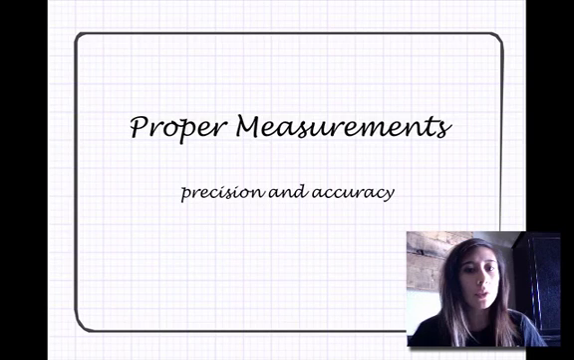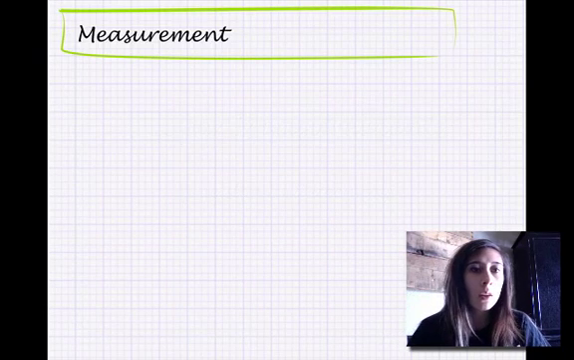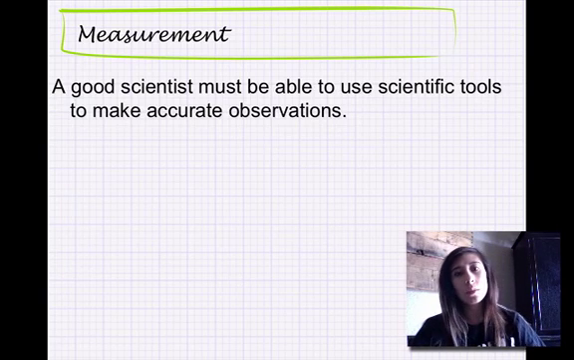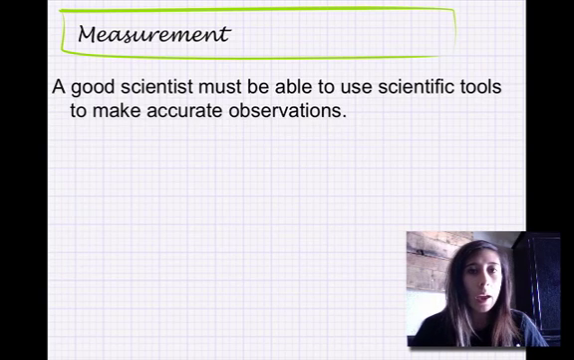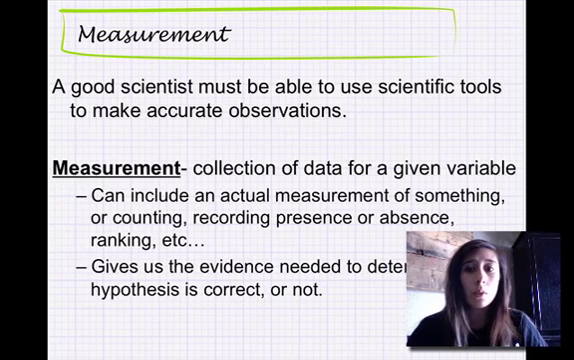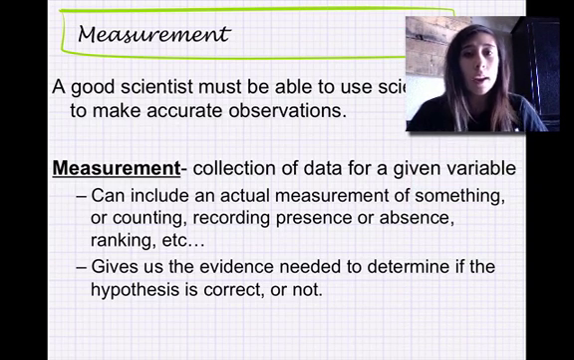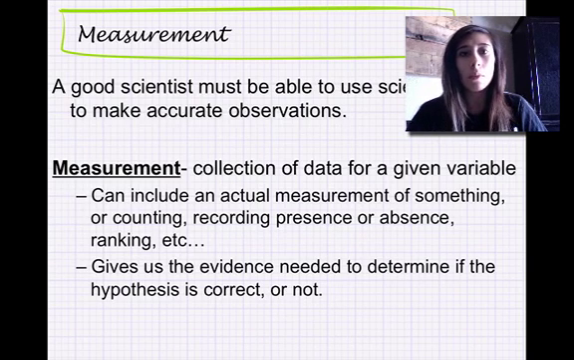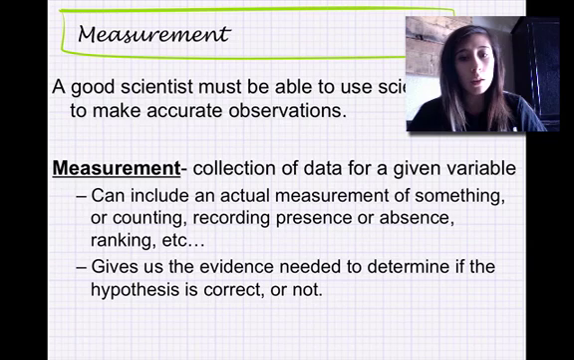Alright, this is your lesson on proper measurements and precision versus accuracy. Any good scientist has to be able to take the scientific tools that they have and make accurate observations using those tools. So when you are measuring, measurement is simply a collection of data for any given variable. You can include measurements of something, counting, recording if something is present or absent, recording the ranking. There are lots of different ways that you can measure.